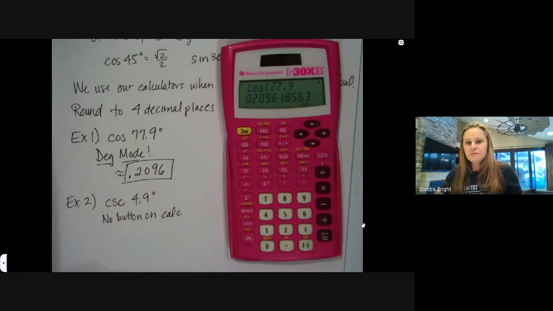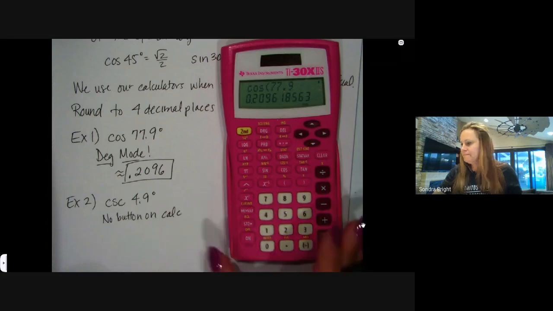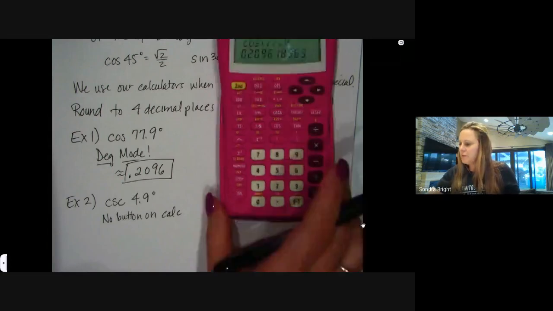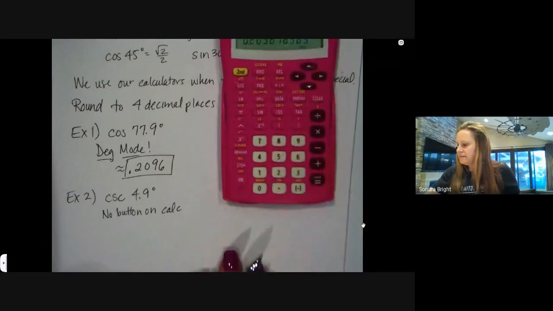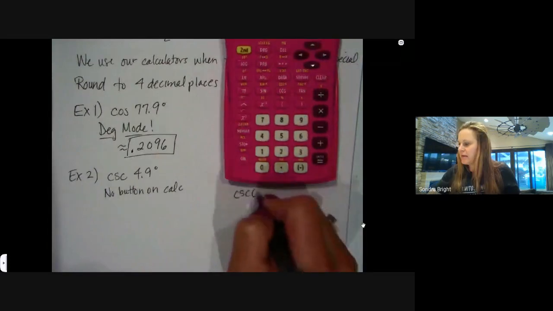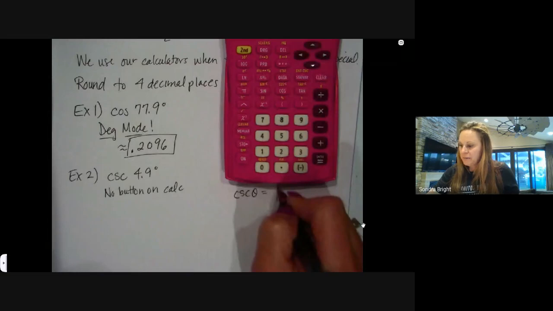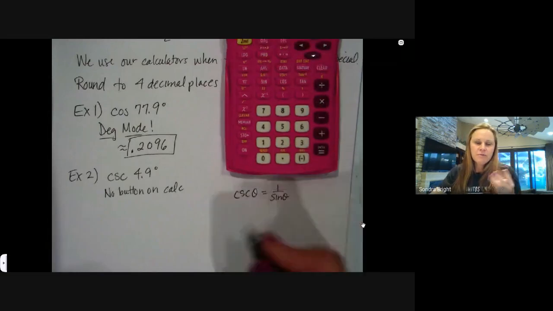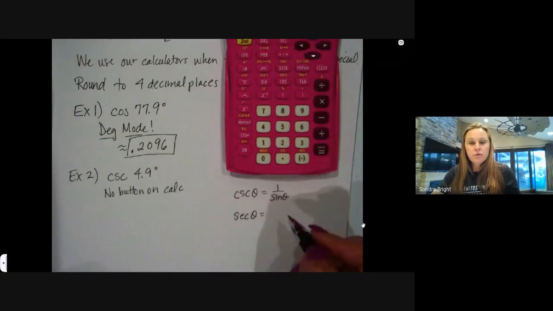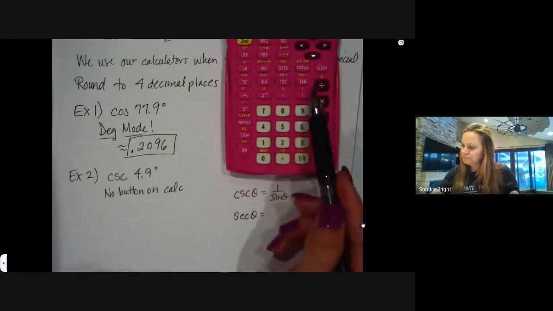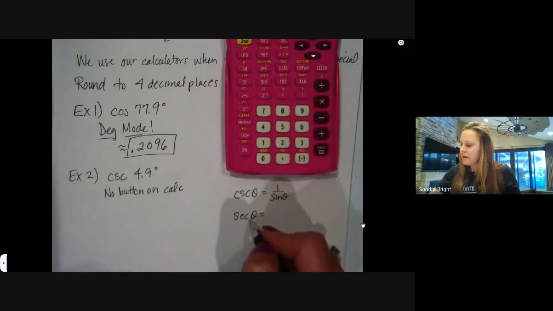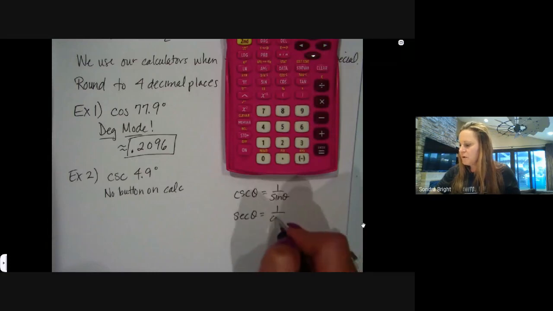All right, so here we know that cosecant of any angle is 1 over sine. It's the reciprocal of sine. I might as well give you all of them right now because there's only three of the trig functions on your calculator: only sine, cosine, and tangent. So when you go to do the reciprocals, we know secant of theta is 1 over cosine, and we know cotangent is 1 over tangent.